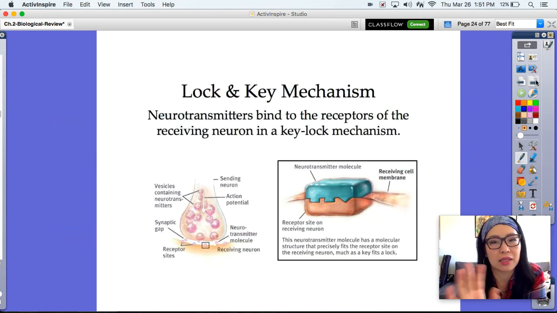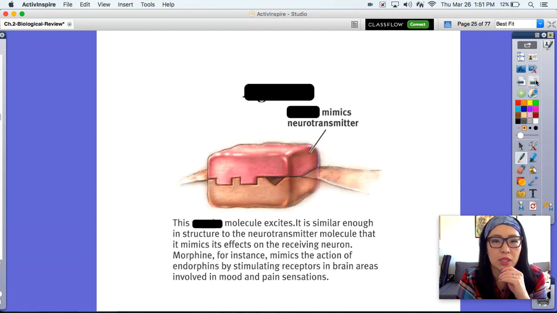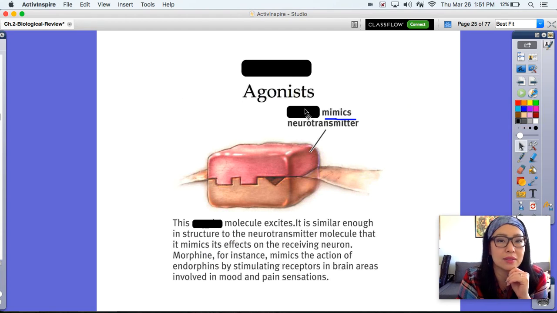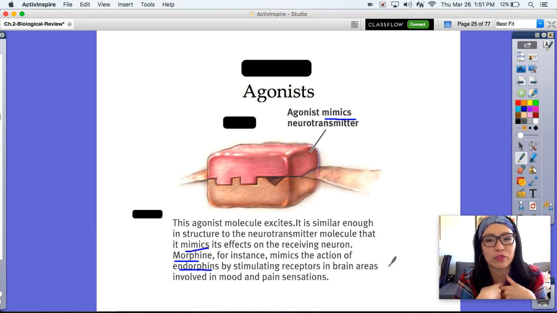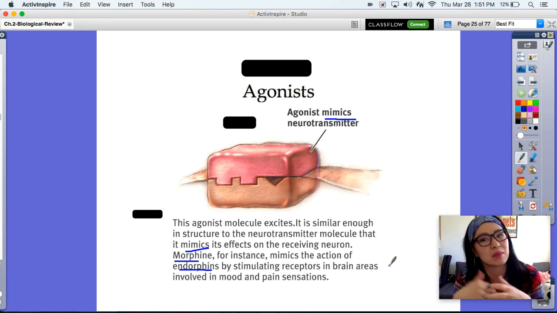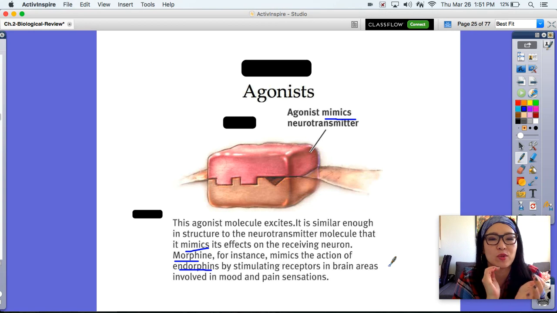All right, again, kind of like the lock and key mechanisms when the neurotransmitters are pretty much transferring information. Okay, what is it called when it mimics the neurotransmitter? Okay, this one's going to be called an agonist. And so morphine works in our system, and morphine is going to basically mimic endorphins. It's why when we take morphine for pain, it makes us feel good, our mood is lifted, we feel happy, sometimes we feel high. Because morphine essentially is an agonist for endorphins.